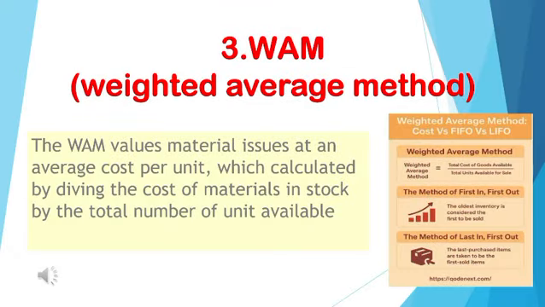VAM, weighted average method. What is VAM? VAM is the method used to find the average price of the same product bought at different prices. VAM is a way to calculate the average cost of stock. It helps in calculating profit and managing stock better. It makes it easier to know the value of stock accurately.